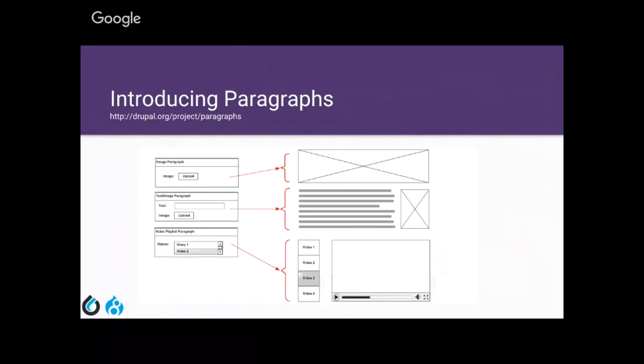And again, this is where paragraphs comes in handy, because we can create as many different rows as we want. We can create and mix and match as many different kinds of paragraphs as we want. So just as a basic example here, I have, it's a little tough to read. That's an image paragraph that I've made, and it literally just has a place to upload an image. The next one is a text image paragraph, which has a text field and an image upload.